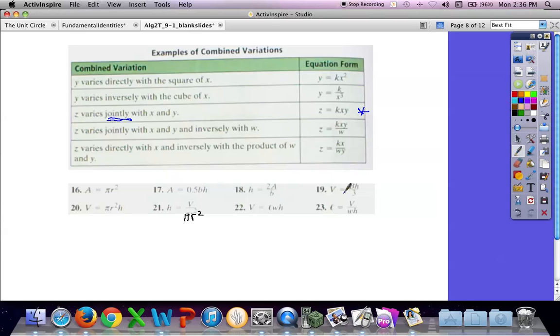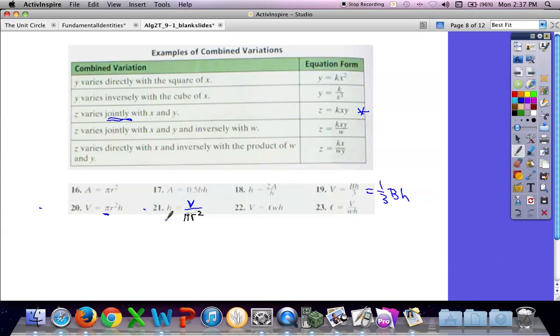Okay, what about this one? What's the constant in this formula? It's 1/3. Okay. 1/3. So how would you describe the variation? B varies jointly with B and H. Okay. This one has a constant. V varies jointly with the square of R and H. Right. This one got cut off when I copied and pasted it in there.